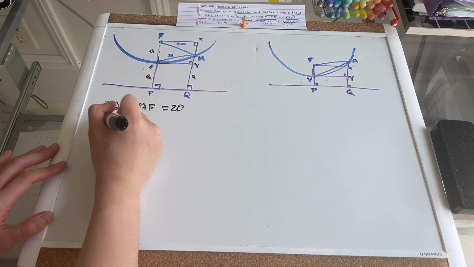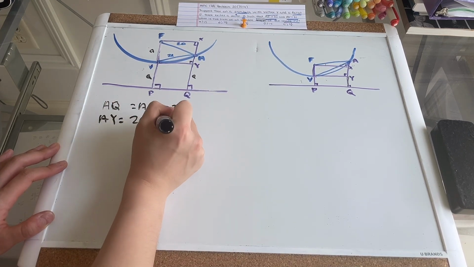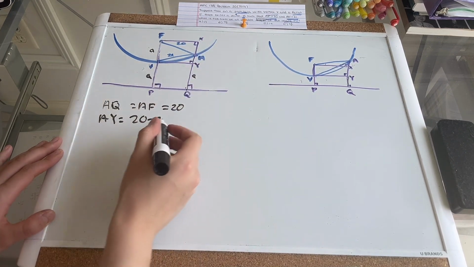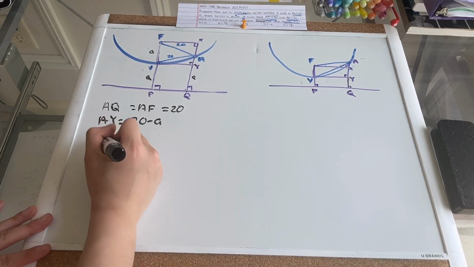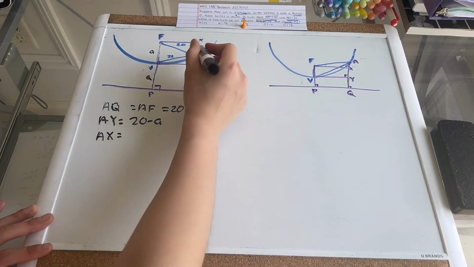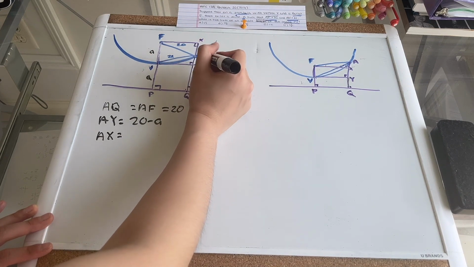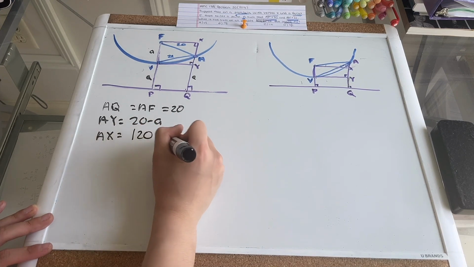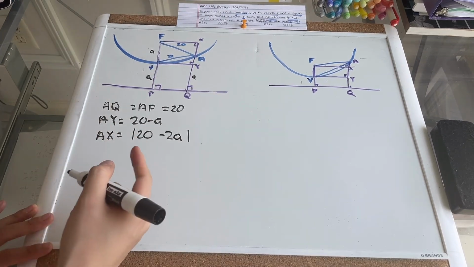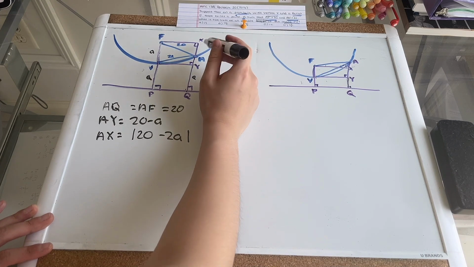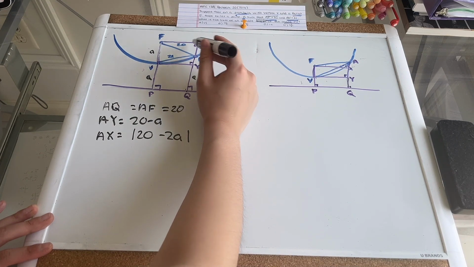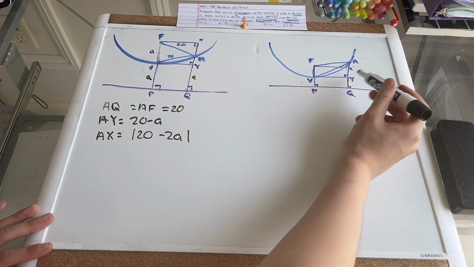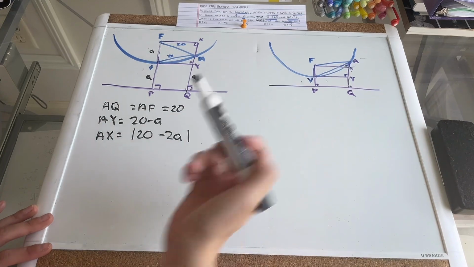So then we have that AY is equal to 20 minus a, because AQ is 20 and here is the a, so AY will be 20 minus a. And then for AX, there are two different scenarios because we don't know whether X is above A or below A, like it's right here. So it is going to be 20 minus 2a, and it's going to be the absolute value of that. Because in this scenario, AX is right here, so this is going to be 2a minus 20, and in this scenario, it is 20 minus 2a.